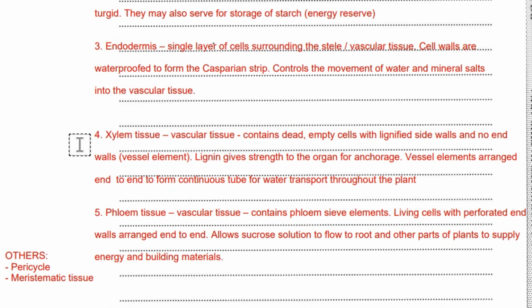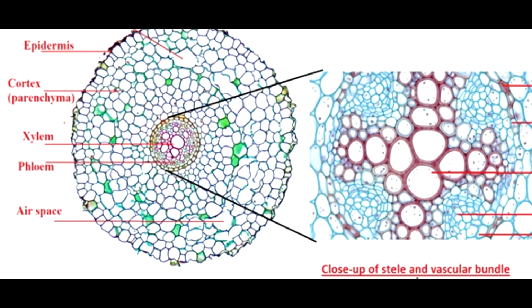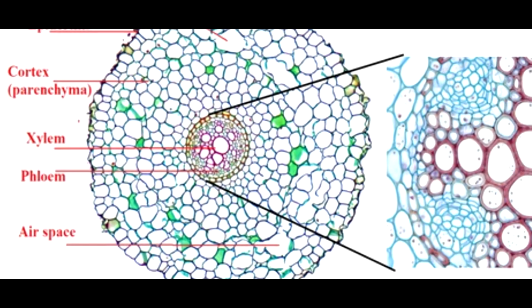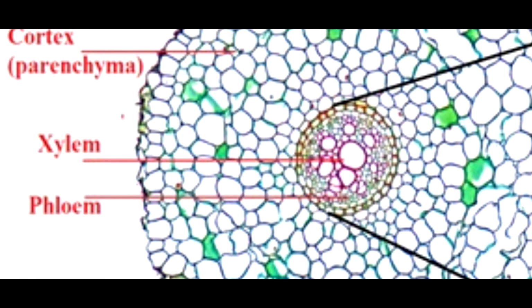Next, we have the xylem tissue, a vascular tissue. Of course, this contains dead, empty cells, which are long, hollow, and continuous with lignified cell walls. Lignin is a dead material that's used for support. There's no end wall, so it's continuous. Lignin gives strength to the organ for anchorage. It keeps the plant in the roots, keeps it from toppling over. Vessel elements are arranged end to end to form a continuous tube for water transport throughout the plant.